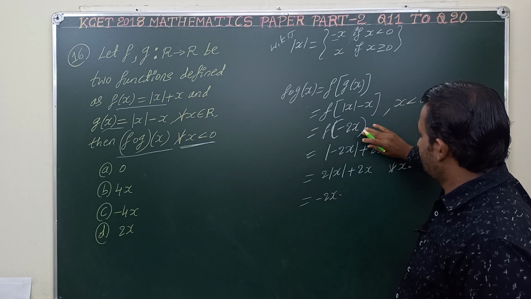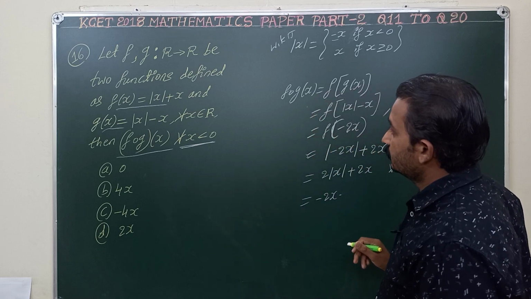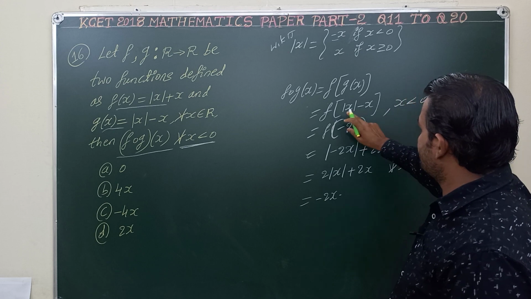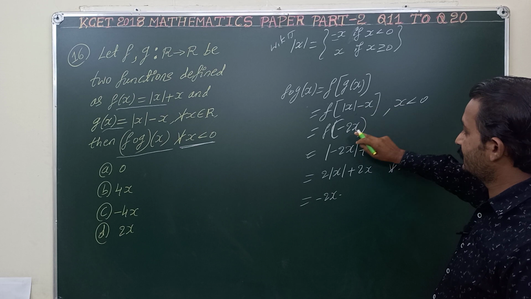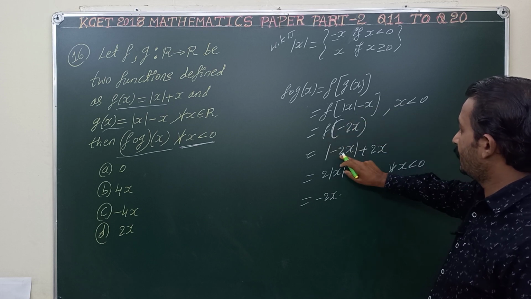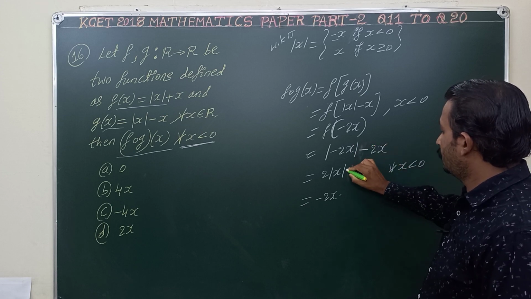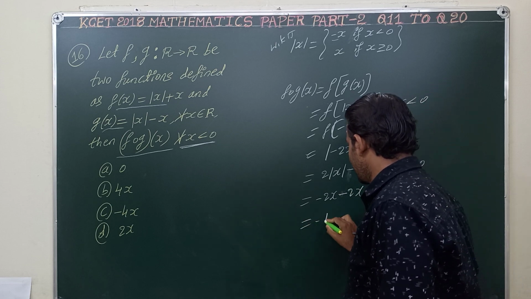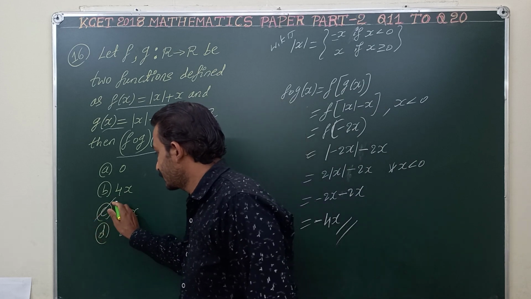So this is F, here in this case G, F composition G of x. So F composition G of x is what? Modulus x minus x. So F of minus 2x, it is minus 2x minus 2x, sorry. So minus 2x minus 2x. So this is minus 4x. So option C is correct in this case.